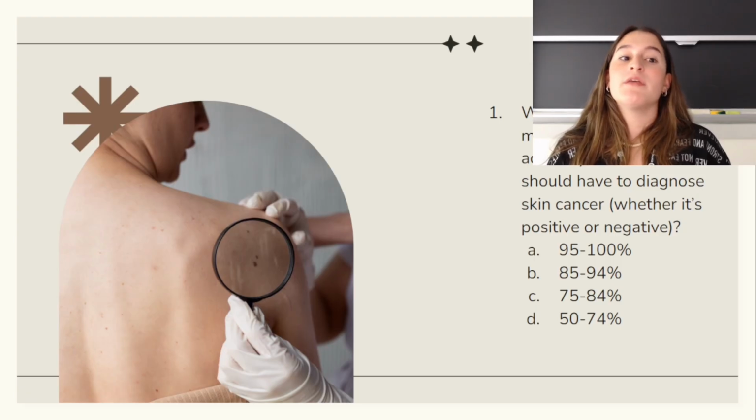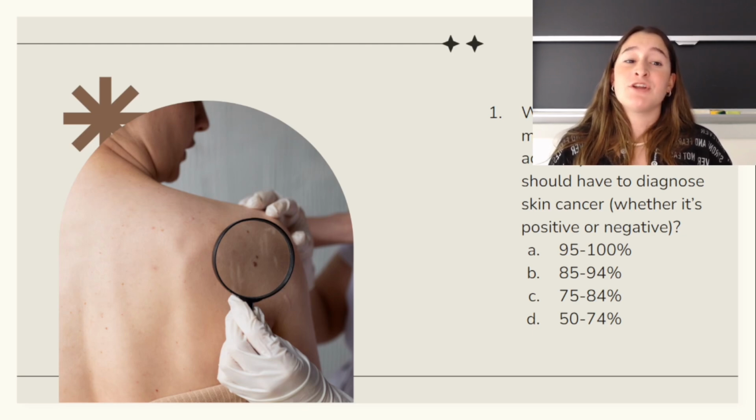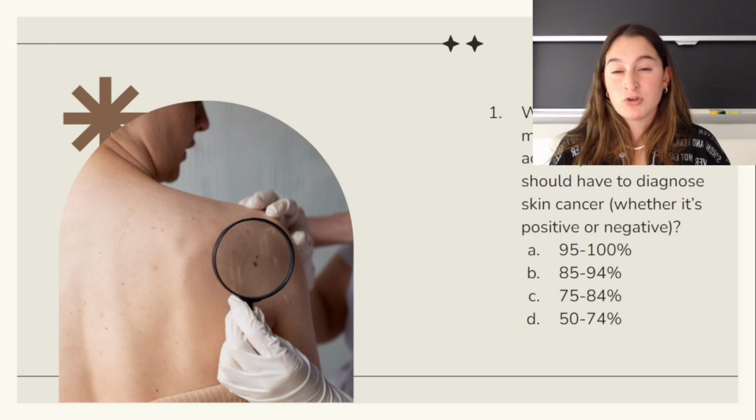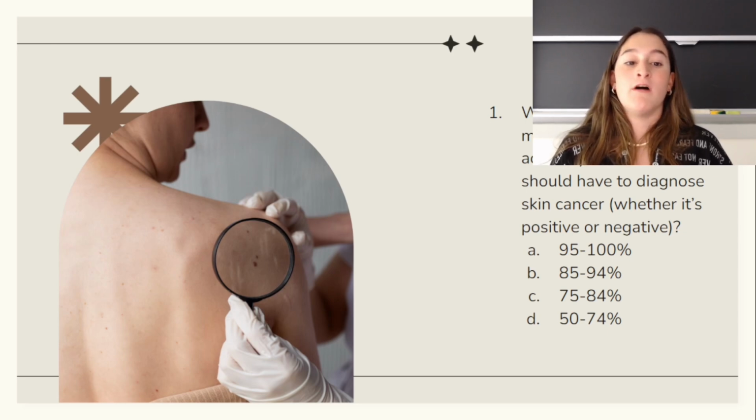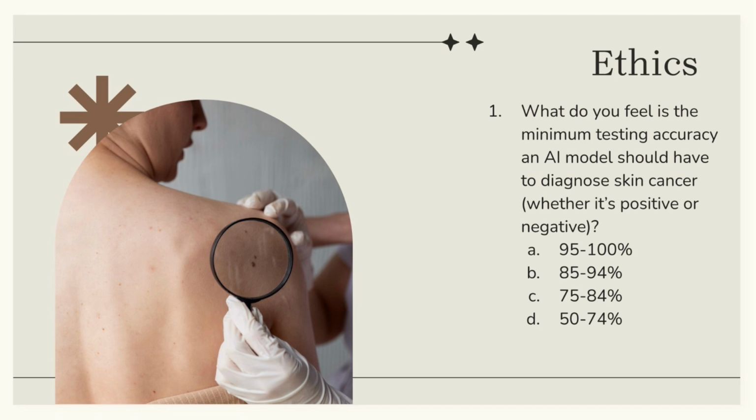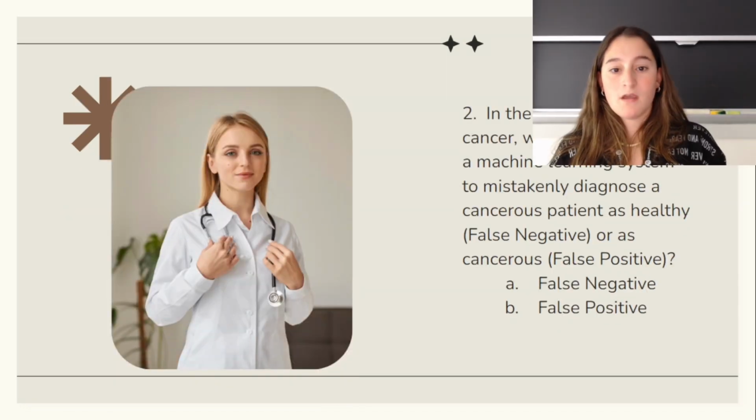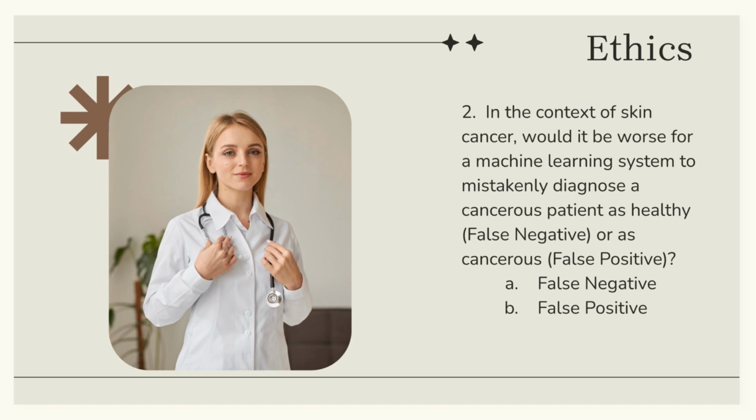So I want to leave you with some ethical questions, because now more than ever, with this new rise of AI and machine learning technology, it's really important to consider the ethical implications of establishing AI models, specifically when it comes to healthcare. First of all, what do you feel is the minimum testing accuracy that an AI model should have to be able to diagnose skin cancer, whether it's positive or negative? Then, in the context of skin cancer, would it be worse for a machine learning system to mistakenly diagnose a cancerous patient as healthy, so to output a false negative, or as cancerous, a false positive?